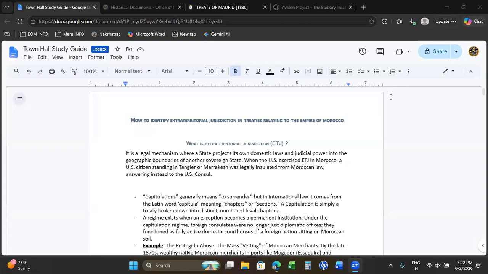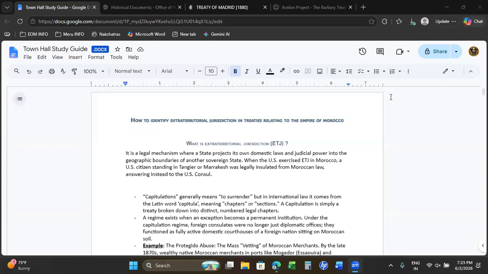We'll be speaking about how to identify extraterritorial jurisdiction in treaties relating to the Empire of Morocco. I will preface this by saying that many Moors used to, or some still do, find themselves arguing with friends, family, anybody, about the treaty that most Moors are familiar with, the Treaty of Peace and Friendship of 1786. A lot of people think that it's just a maritime treaty.